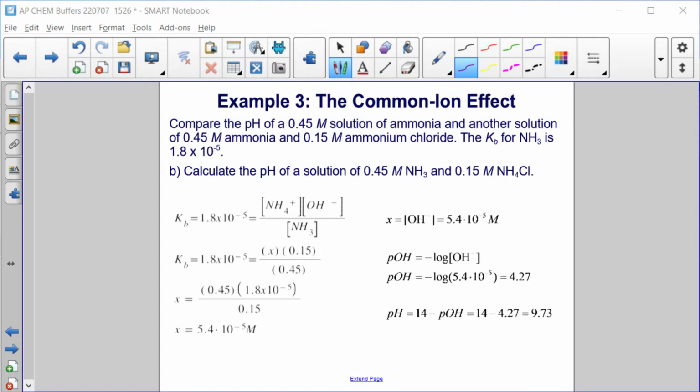All right, so we can use the same Kb expression from part A, but just substitute the different concentrations at equilibrium. So OH minus is X, NH4 plus is 0.15, and NH3 is 0.45. Rearrange to solve for X and we get 5.4 times 10 to the minus 5 molar, keeping in mind that X represents the hydroxide ion concentration.